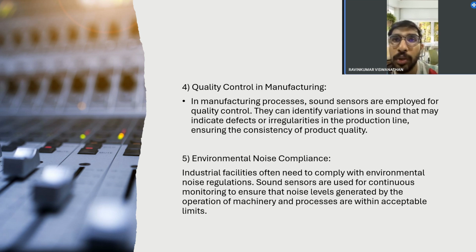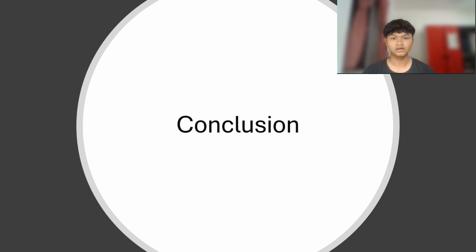The last one is environmental noise compliance. Industrial facilities often need to comply with environmental noise regulations. Sound sensors are used for continuous monitoring to ensure that noise levels generated by the operating machinery and processes are within acceptable limits.